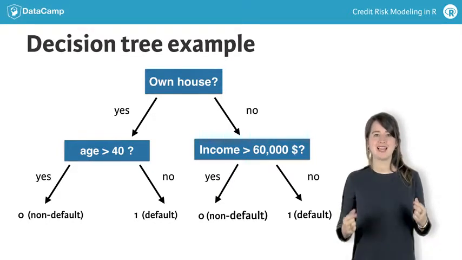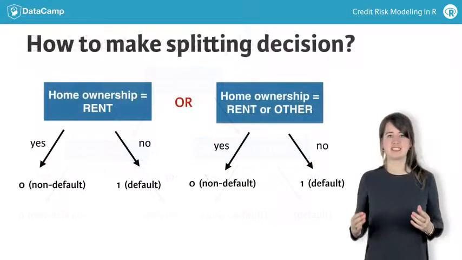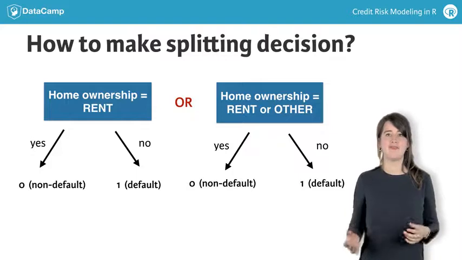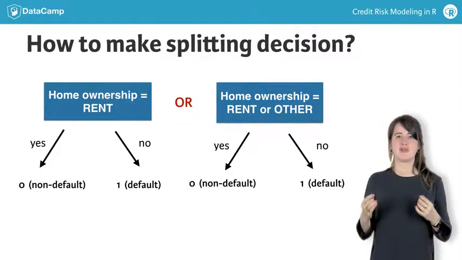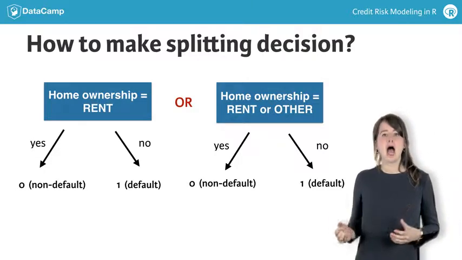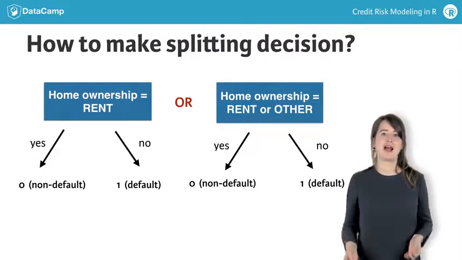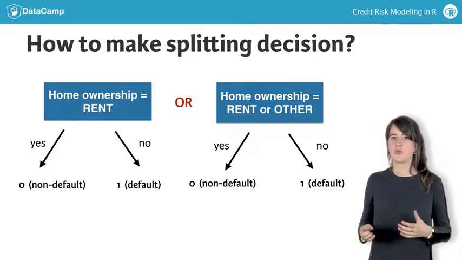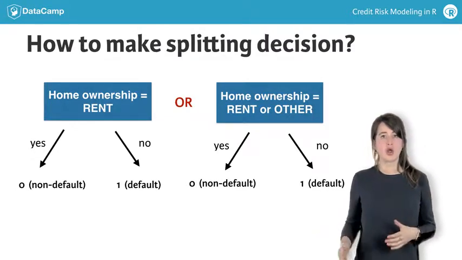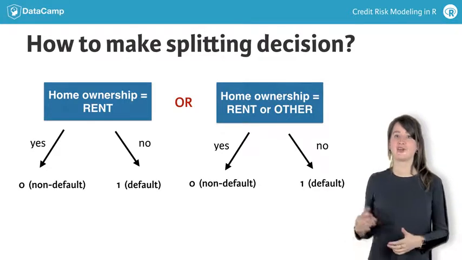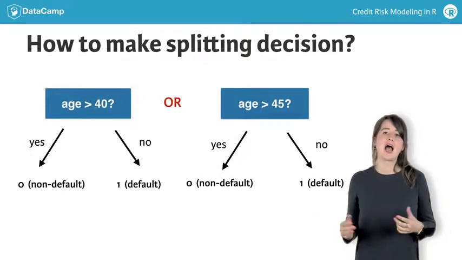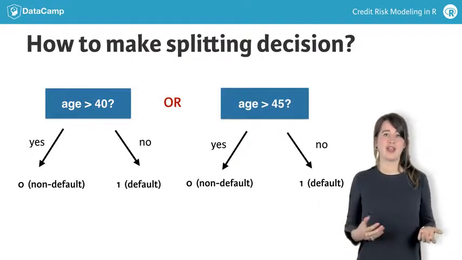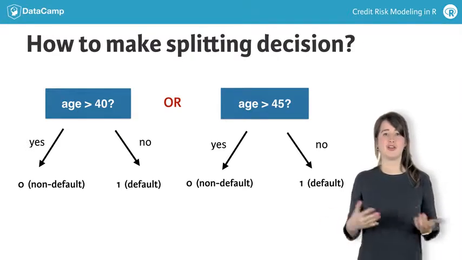Before doing so, I'd like to explain how a so-called splitting decision is made. For each node of the tree, the splitting decision will affect the final structure of the tree. Let's look at two possible splitting decisions for a categorical variable. How do we decide whether the question being asked should be whether someone, let's say, rents a house or not, or whether someone rents a house or belongs to the category other or not? For a continuous variable, let's say age, how do we define the cutoff value for age that defines the boundary between a default or not?